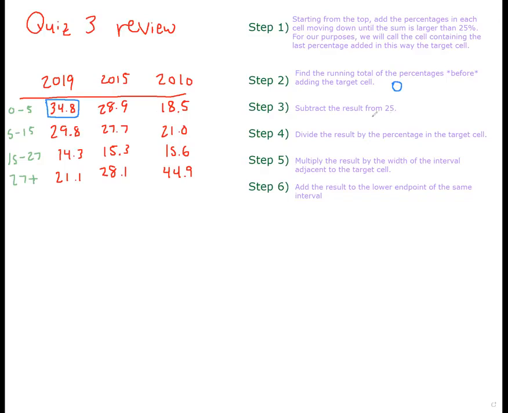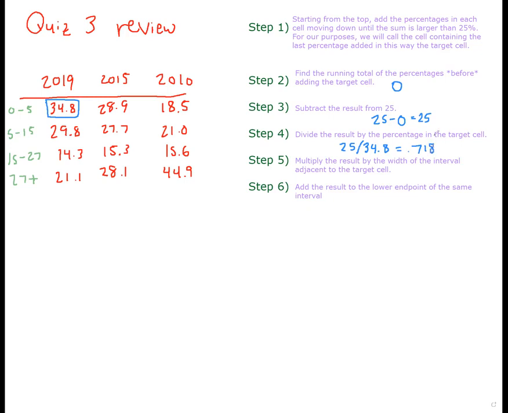Subtract that result from 25. That one's pretty easy. 25 minus 0. You don't need a calculator for this one, or at least I hope you don't. 25 minus 0 is 25. Then we divide that percentage by the result in the target cell. So 25 divided by 34.8 gives me 0.718.